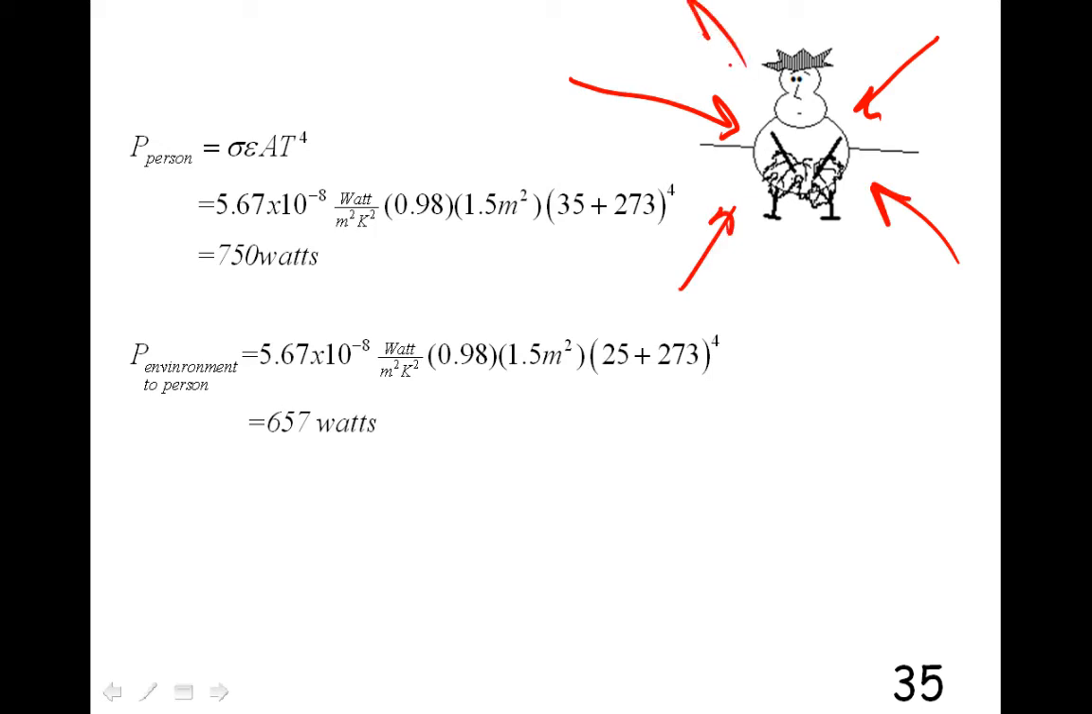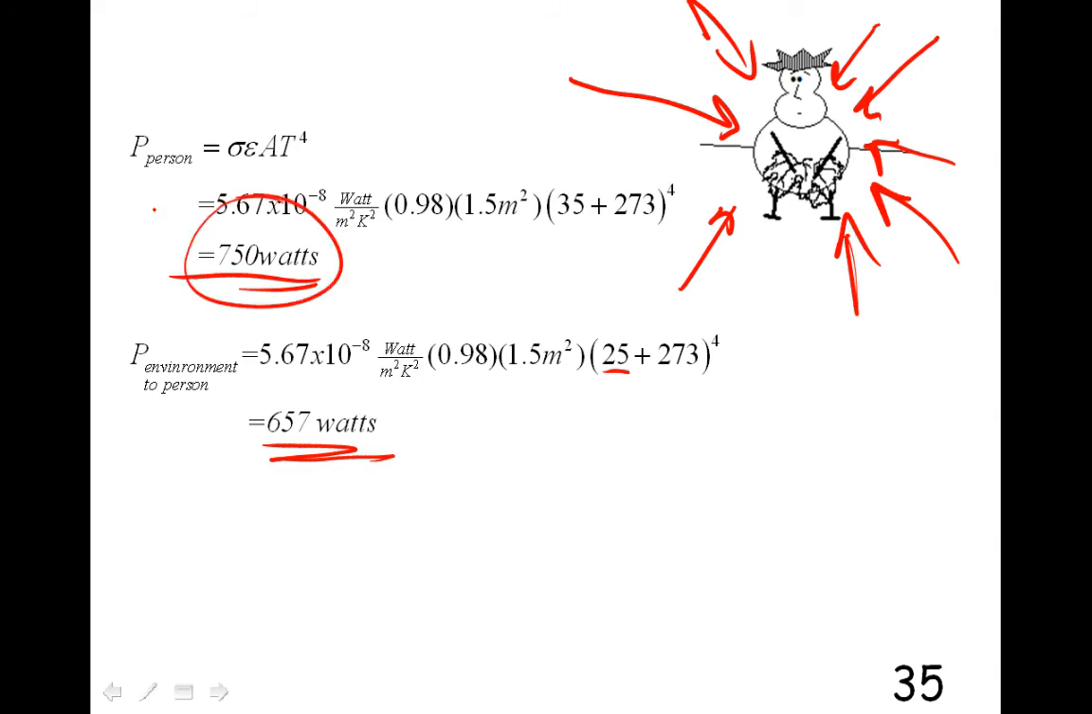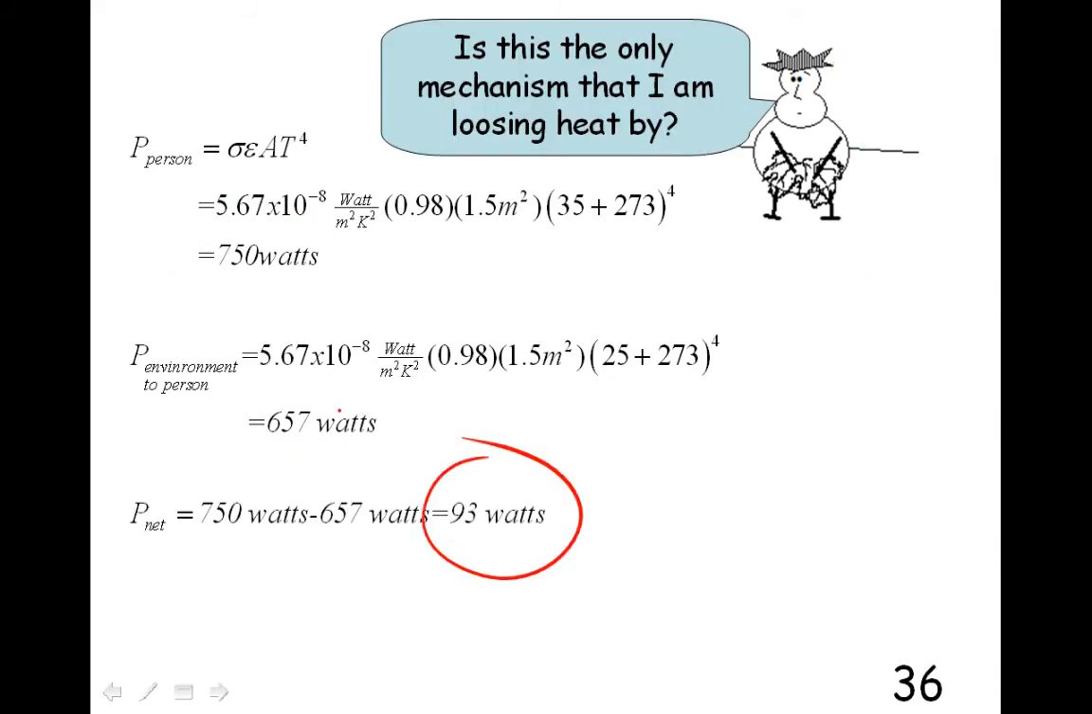If we were standing out in space, if we took off our spacesuit while we're on a spacewalk, we would radiate 750 watts as a black body radiator. But since we're on Earth, where the temperature is 25 degrees, the Earth is radiating back into us. So our net power loss will be the rate at which we are radiating, minus the rate at which the environment is radiating into us. So our net radiation is 93 watts.